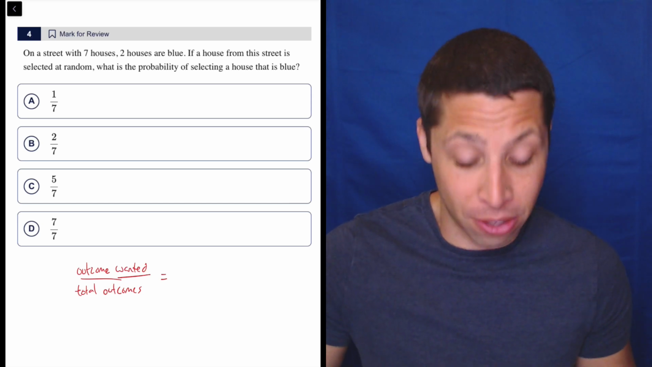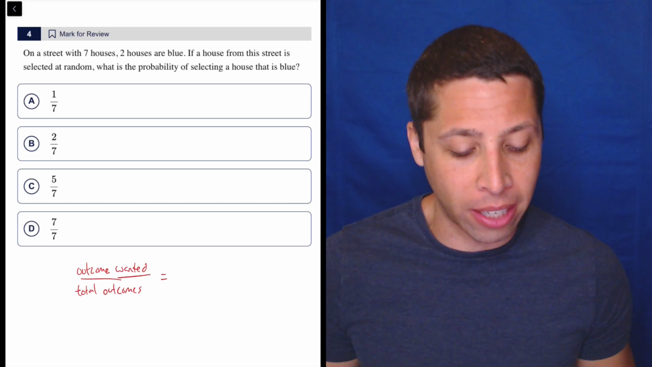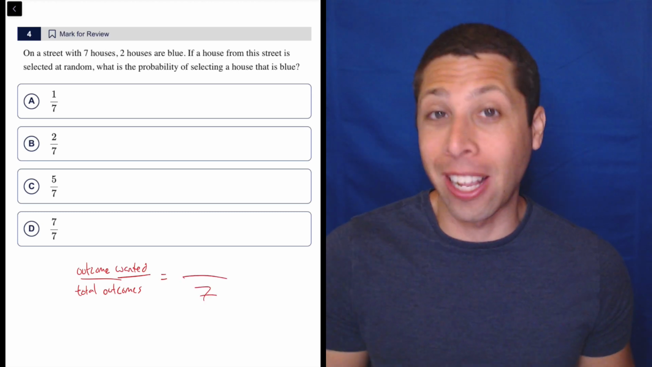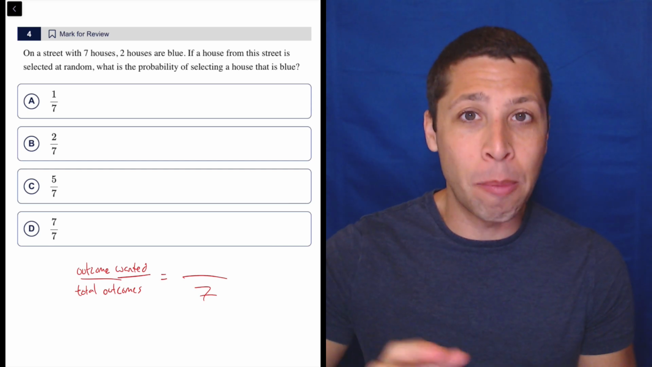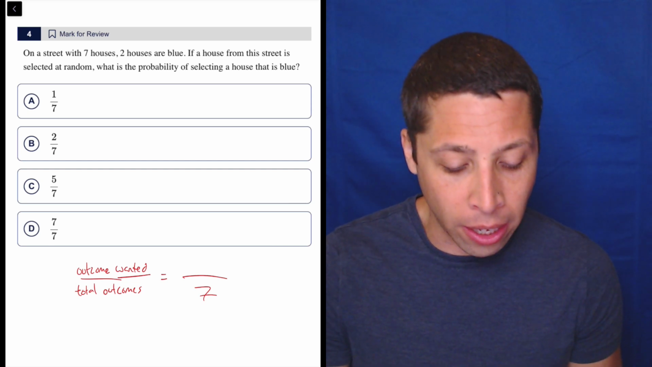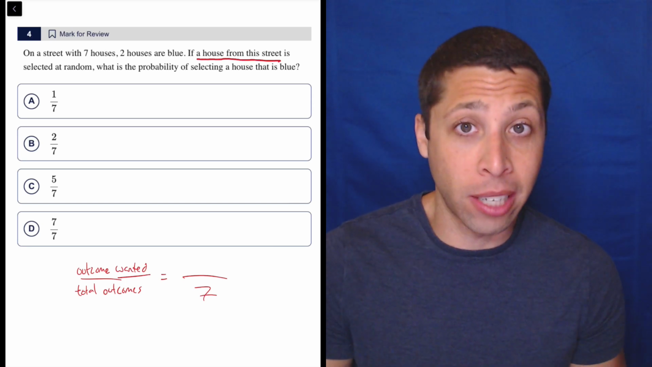On a street with 7 houses, 2 houses are blue. If a house from the street is selected at random, what is the probability of selecting a house that is blue? So even without thinking about it, you're probably going to put 7 on the bottom here because that's the total number of houses, and that is correct. But I want to be clear why. It's because of what they say. They're purposely giving us the instruction to use all houses from this street, and then we're selecting one at random.